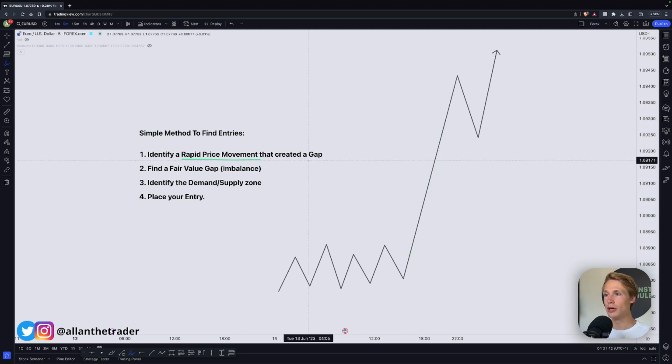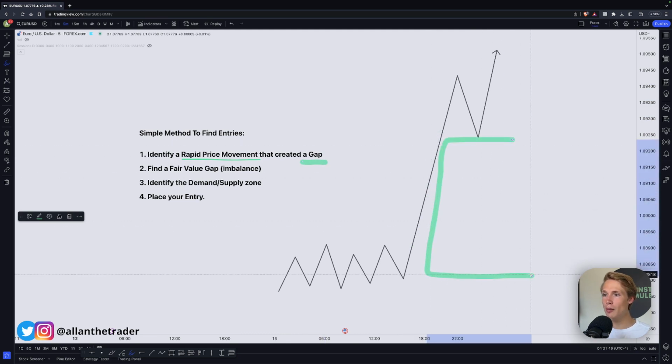And then what you're also looking for is that the movement created a gap. So here you can see it created this kind of gap in price action, and price will likely fill up this gap. So we are looking for a rapid price movement that formed a gap here. And later in the video, I will show examples as well.